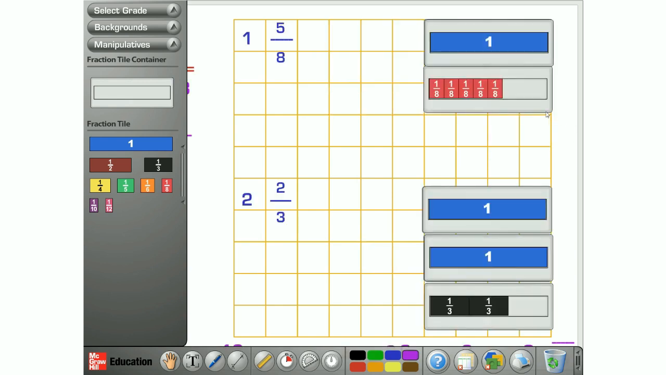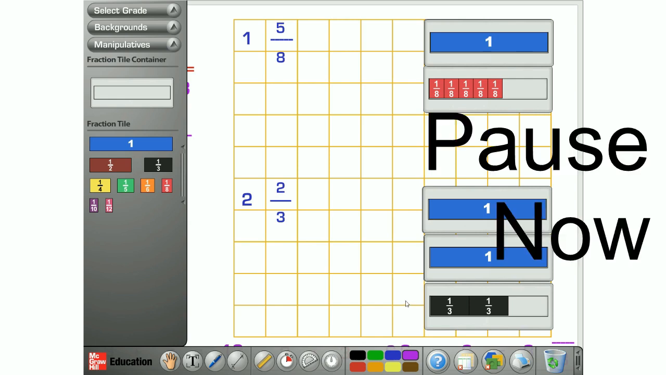There's a couple here for you to have a go at. So we've got 1 and 5/8, and again that's represented visually over here. And we've also got 2 and 2/3, again represented visually here. If you want to pause the video now, and then you can have a go, and I'll show you the answers afterwards.